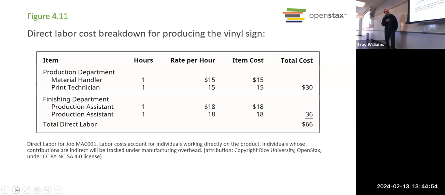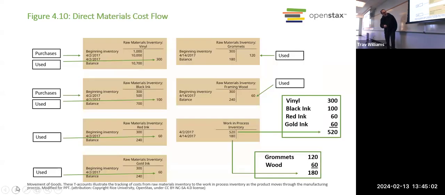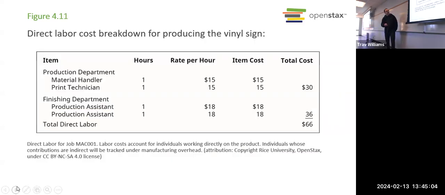But then once the product gets to the finishing department, that's where they have to add the grommets and the, what was the other thing? Grommets and the wood. So once it makes it to the finishing department, we've got two other workers that each spend an hour. They get a rate of $18 an hour. So that's $36 of labor costs. So far, the total labor costs related to this particular sign come out to $66.